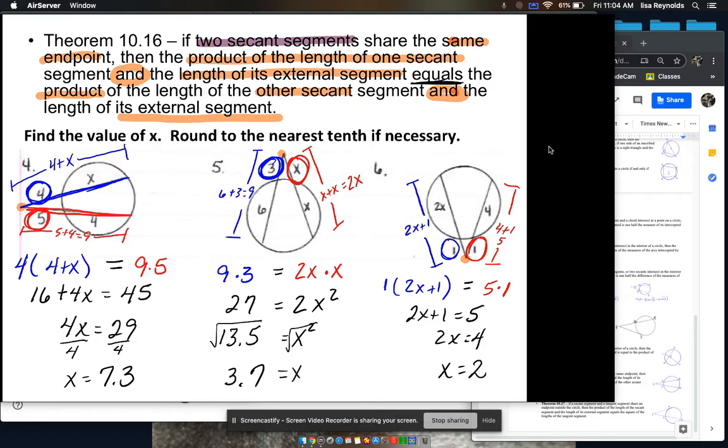If we have 2 secants, it's always the external times the whole thing for each of them. So it's our external times the whole thing, and then we set them equal. So you're always taking the external and multiplying it by the whole segment.